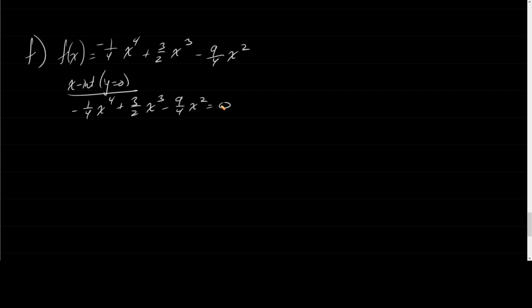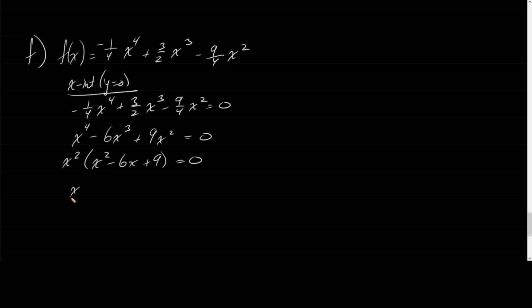Next thing I'm going to do here is multiply both sides by negative 4. The reason for that is I want to get rid of this fraction. If I want to get rid of all the fractions, I also want to get rid of this negative. So when I multiply everything by negative 4, I end up with x to the 4th minus 6x cubed plus 9x squared equal to 0. Factor out x squared times x squared minus 6x plus 9 equals 0.